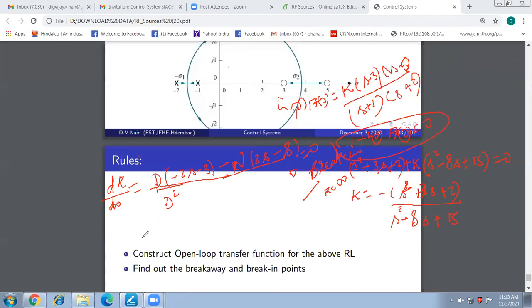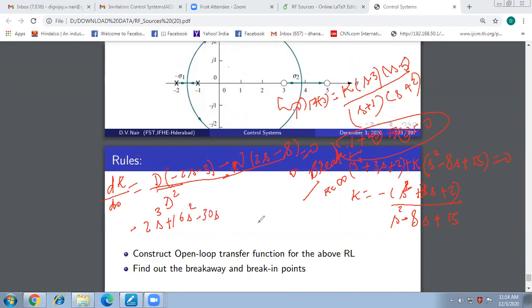So some terms will cancel. And what is d? D is s square minus 8s plus 15, right? So what will be into minus 2s? You have to solve this now. Yeah. So multiply minus 2s first. It will be now minus 2s cube, then plus 16s square, then minus 30s.